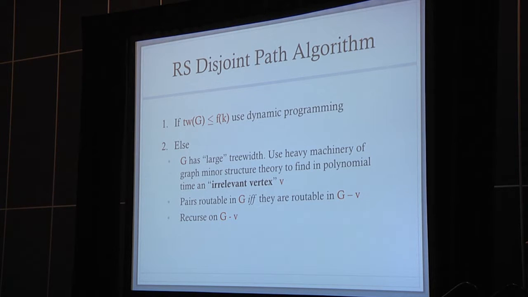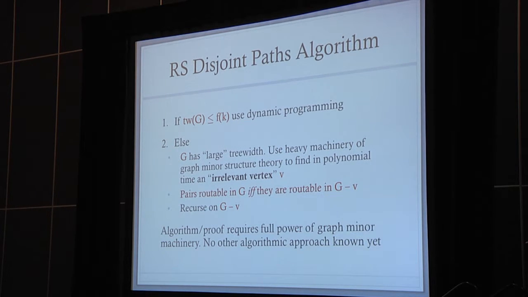Routability of the given pairs is concerned. Suppose you could do that, then what do you do? You find this. If the tree width is small, use dynamic programming. If the tree width is large, then find this vertex, remove it, and recurse on the remaining graph. So the crux of the matter is, how do you prove this and how do you identify this vertex?